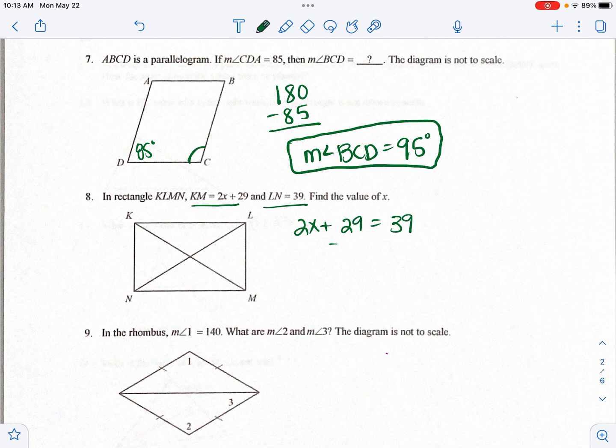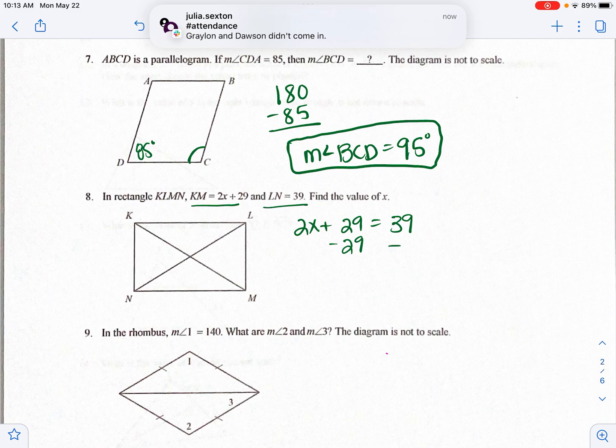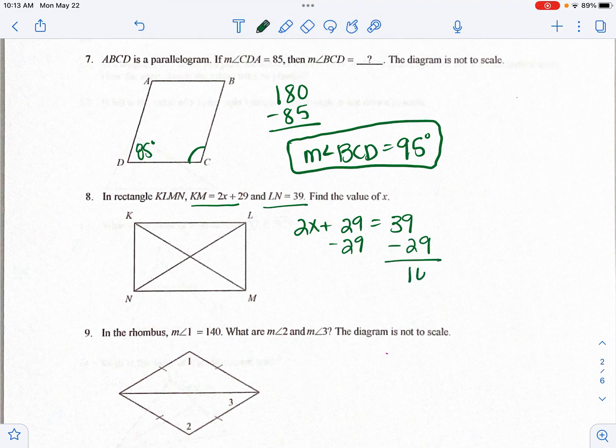And I just end up with a two-step equation to solve, so I'll be subtracting 29 from both sides. So you get 2x is 10, then divide by 2. I don't know why I drew that line right there. So the value of x is 5.